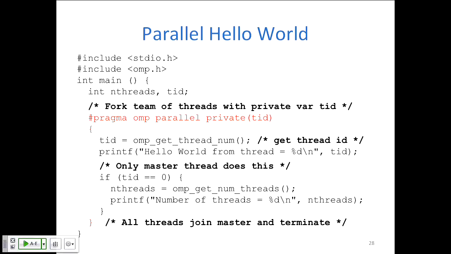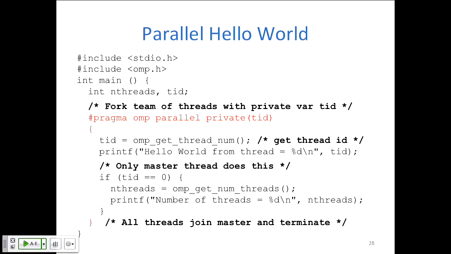So this is the OpenMP program. You include stdio.h, just the regular header file to do I/O. You also include openmp.h. That's another standard header file for OpenMP. So here's a couple of variables: number of threads, thread ID. We're going to fork a team of threads and say pragma OpenMP parallel. And this is a base declaration.